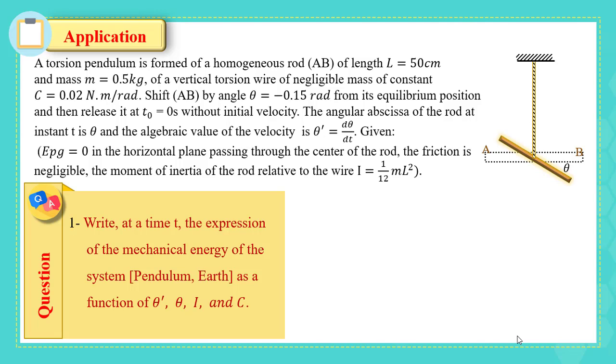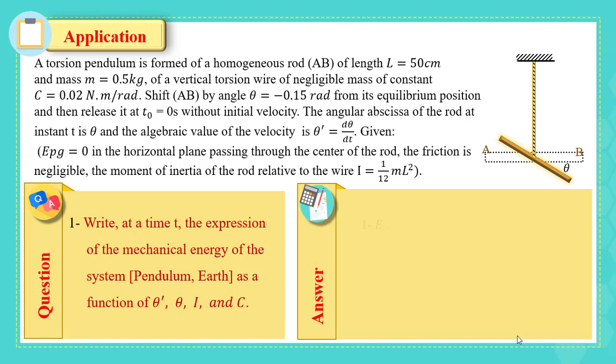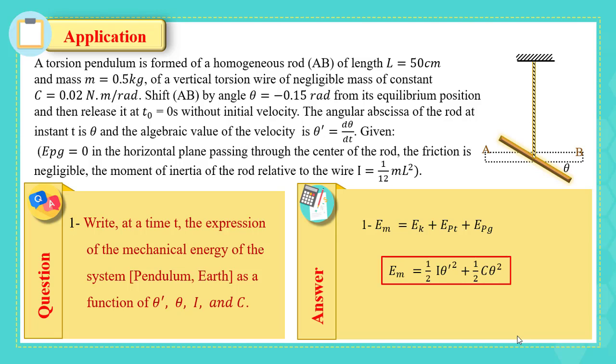Write at time t the expression of the mechanical energy of the system as a function of theta prime, theta, I, and c. The mechanical energy is given as the kinetic energy plus the potential torsional energy plus the potential gravitational energy. Because the center of mass is passing through the reference of the gravitational potential energy, the mechanical energy is just half I theta prime squared plus half c theta squared.